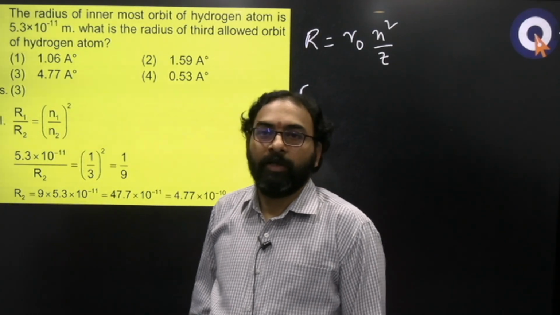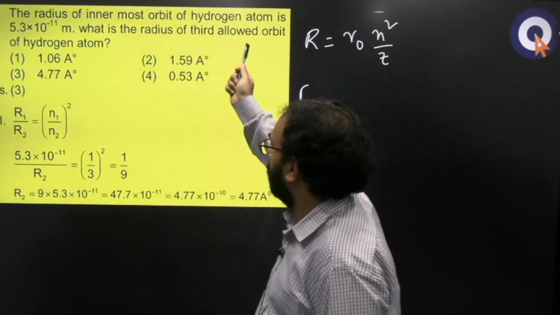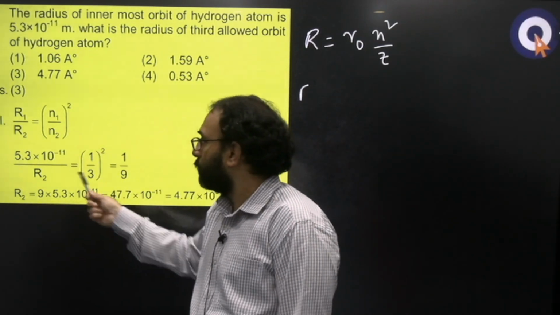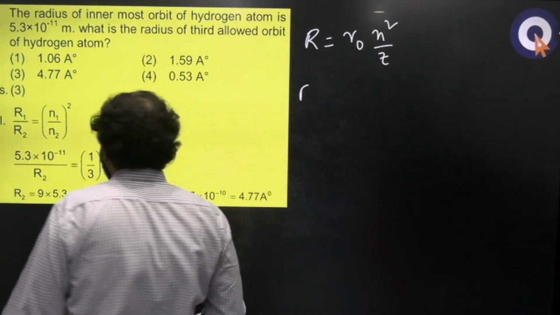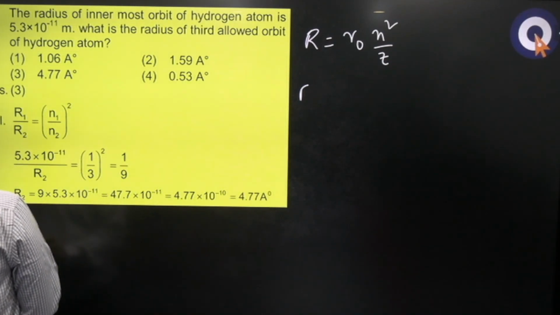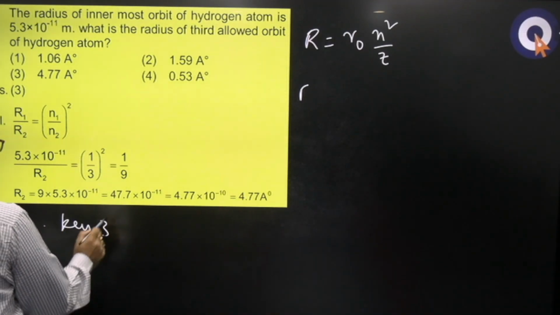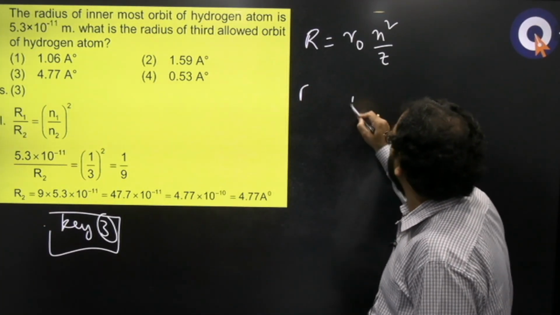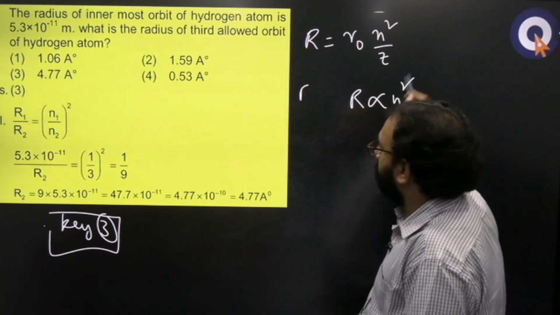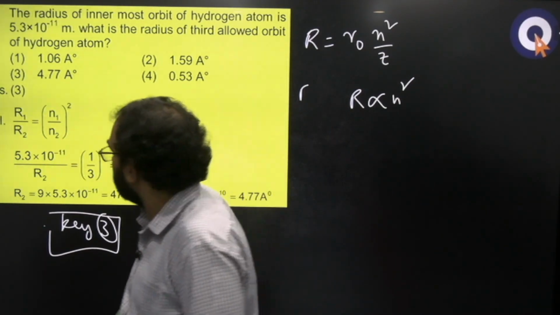Innermost means n1 is equal to 1, and next radius of the third allowed orbit, so n2 is equal to 3. So r2 you can calculate. So r2 you will be getting as 4.77 into 10 power minus 10. So therefore the key is the third one, and the concept is radius r proportional to n square. So r1 by r2 is equal to n1 by n2 whole square.